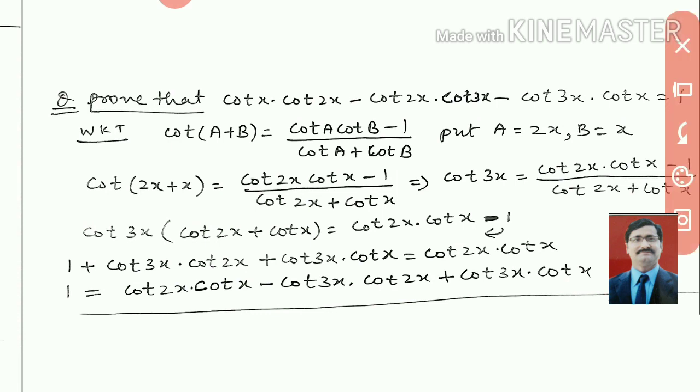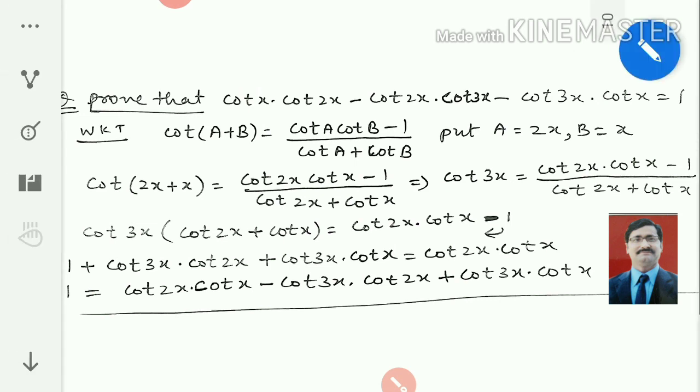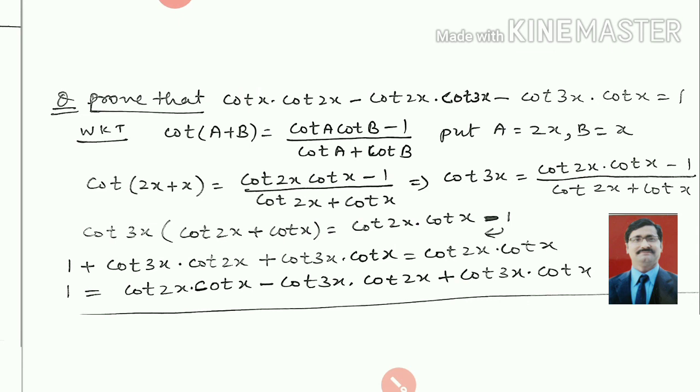Now you will do cross product. Cross product will be this cot 3x into cot 2x plus cot x equal to cot 2x into cot x minus 1. Now you transfer this 1 to the left hand side, you get 1 plus cot 3x, and you open this bracket, you get cot 3x cot 2x plus cot 3x into cot x equal to cot 2x into cot x. Now these terms you transfer to the right hand side, you get 1 equal to cot 2x into cot x minus cot 3x into cot 2x minus cot 3x into cot x. So you can check the question, this total part we will get here.